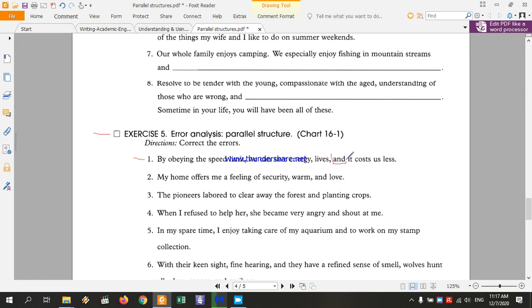Here's our and. We can save energy, this is a noun, lives, this is a noun. So and must be followed by a noun as well. However, it's not. It's followed by a clause. So we need to remove this clause and add a noun as well, for example, money. So the sentence would be: By obeying the speed limit, we can save energy, lives, and money.